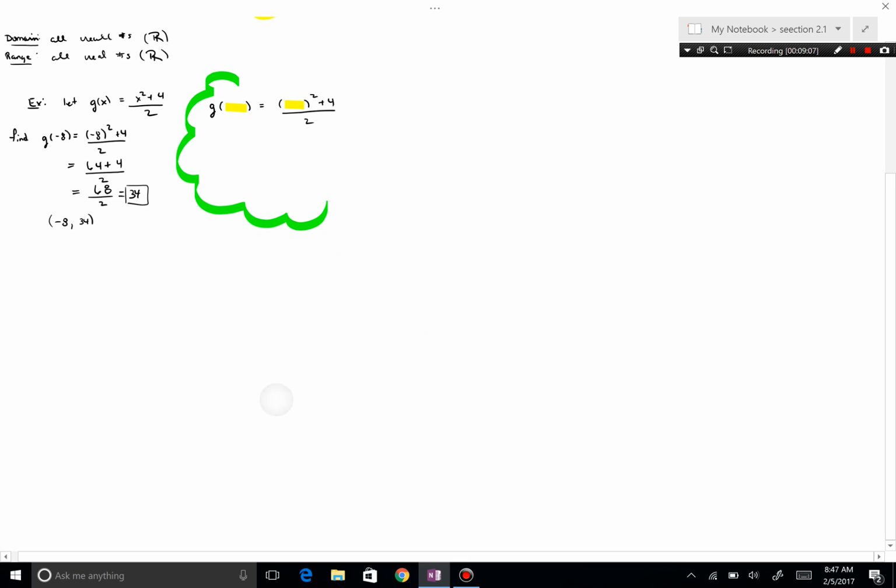Let's find this guy. I want you to let our function no longer be g of x. Let it be f of x equals 1 over x. Something fairly simple, right? But this is what's going to make it dirty. I want you guys to find f of x plus h minus f of x all over h.